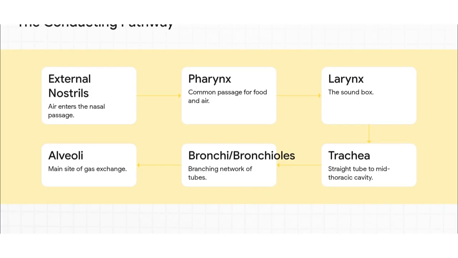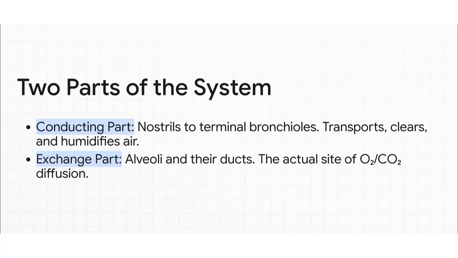Got it? Good. Now, a typical NEET question could be, what's the difference between the conducting and the exchange parts? It's simple, really. The conducting part, right from the nostrils to the terminal bronchioles, is just the highway. It transports the air, cleans it, humidifies it, and brings it to body temperature. But the exchange part, which is basically the alveoli, that's where all the magic happens. यहाँ होता है actual oxygen और carbon dioxide का diffusion. ये point note कर लो.